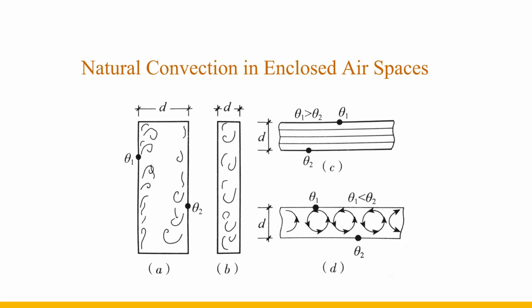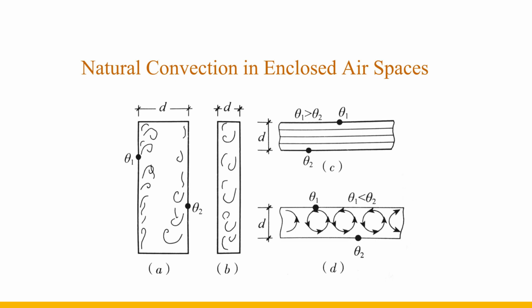There are vertical and horizontal air layers in this figure, where figures A and B are vertical air layers, and figures C and D are horizontal air layers. As can be seen from figure A in the vertical air interlayer, when there is a temperature difference between the two interfaces, the air near the hot surface rises, and the air near the cold surface sinks, forming natural convection. In figure B, due to the thin thickness of the interlayer, the rising and sinking air flows interfere with each other, making the boundary layer thinner and the velocity reduced.